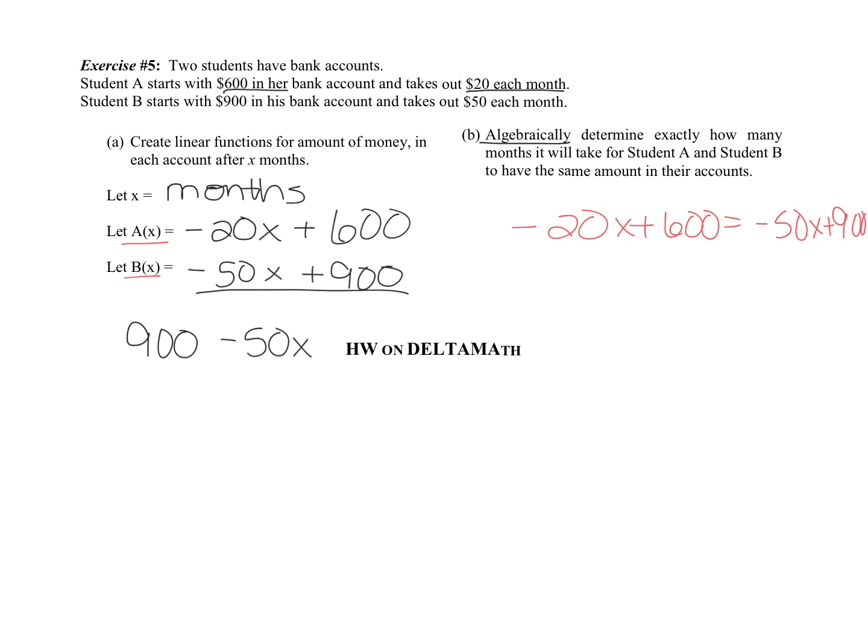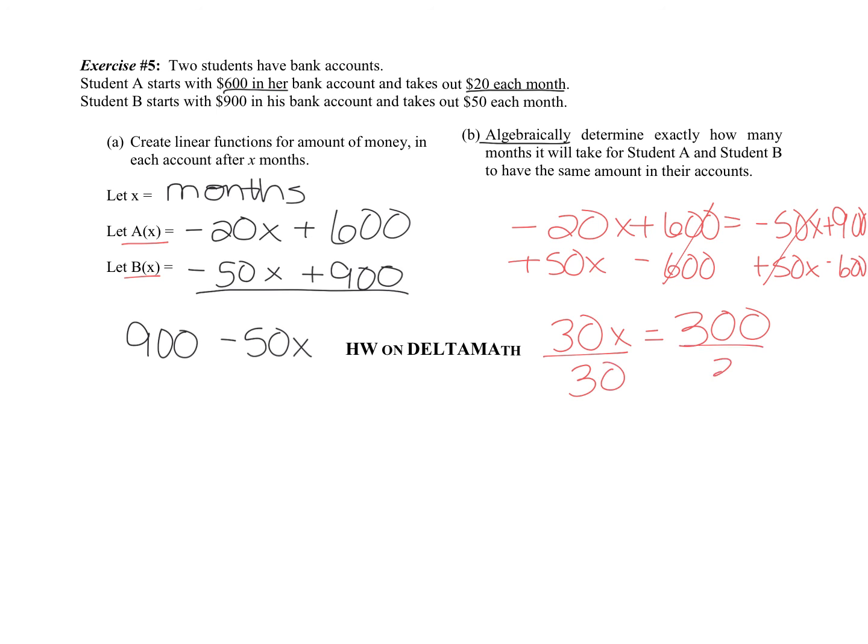And we're going to start moving things around. I'm going to add 50x to both sides. And I can do both of these steps at the same time. I'm also going to subtract 600 from both sides and cancel where we need to. So this is going to be 30x equals 300. And divide by 30. So x is 10 in the context of the problem. That's after 10 months.